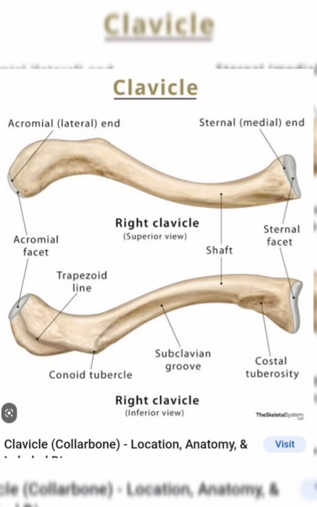Now the secondary center for the medial end appears during 15 to 17 years and fuses with the shaft during 21 to 22 years. Occasionally there may be a secondary center for the acromial end. So the point is very interesting: the bone which starts ossification in the 5th or 6th week of intrauterine life completes ossification only at the year 21 or 22.